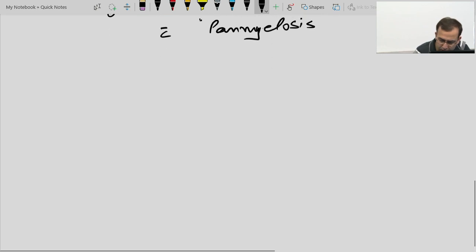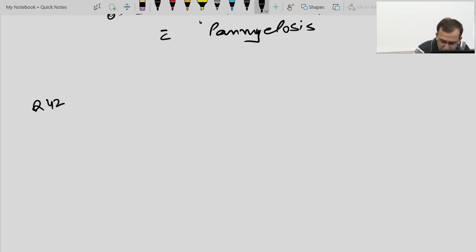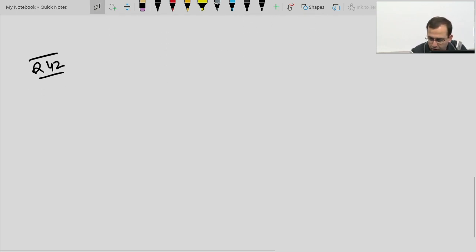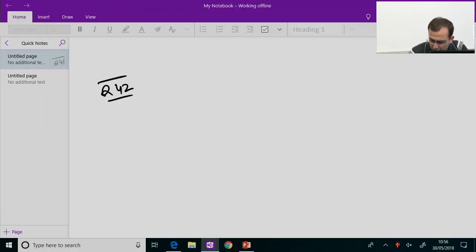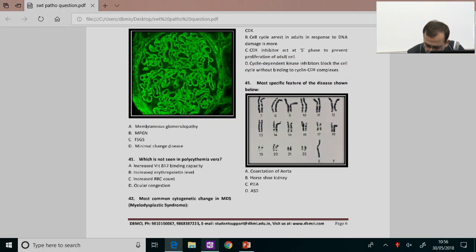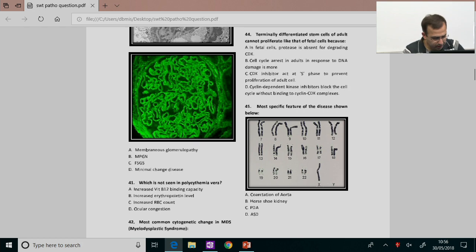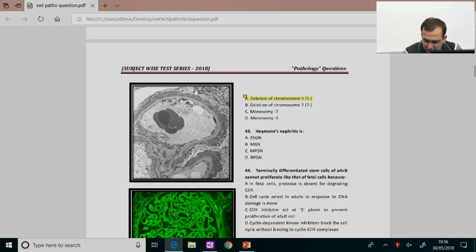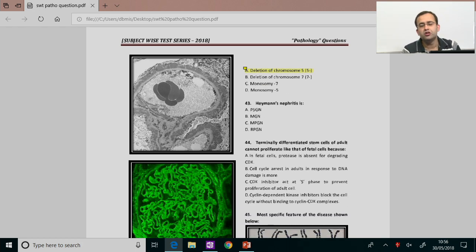This gets us to the next question, that is question number 42. Most common cytogenetic change in MDS is deletion of chromosome 5.